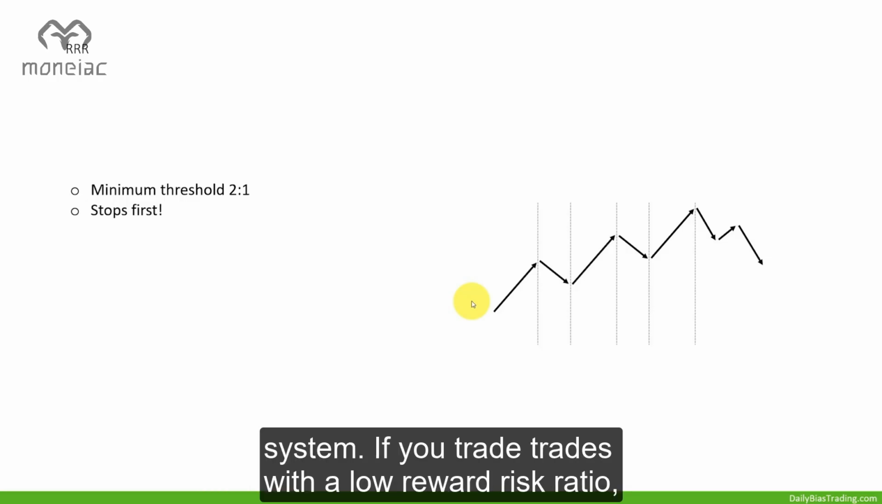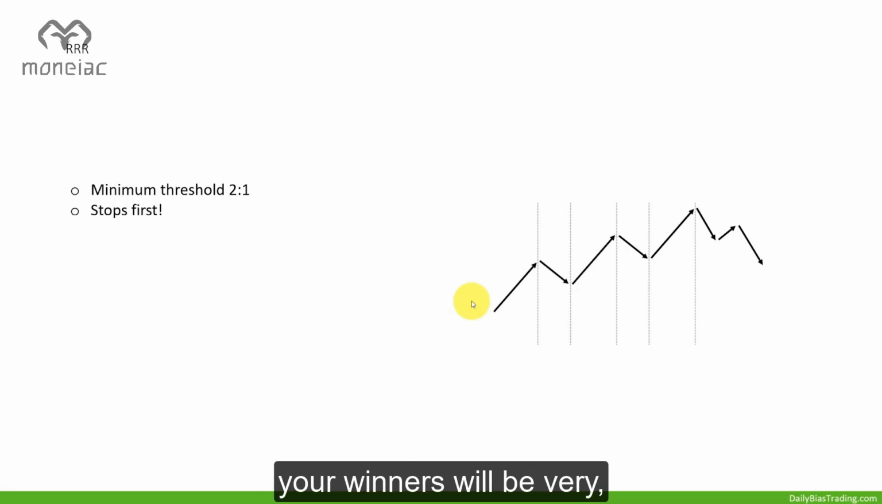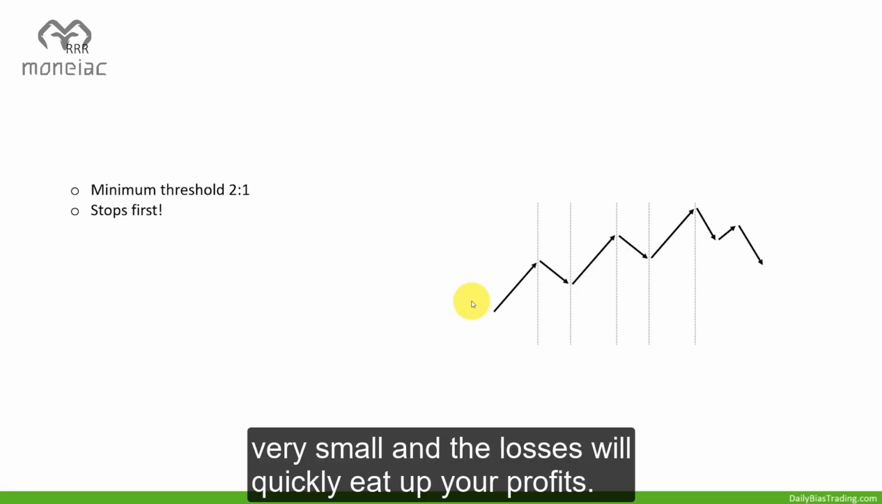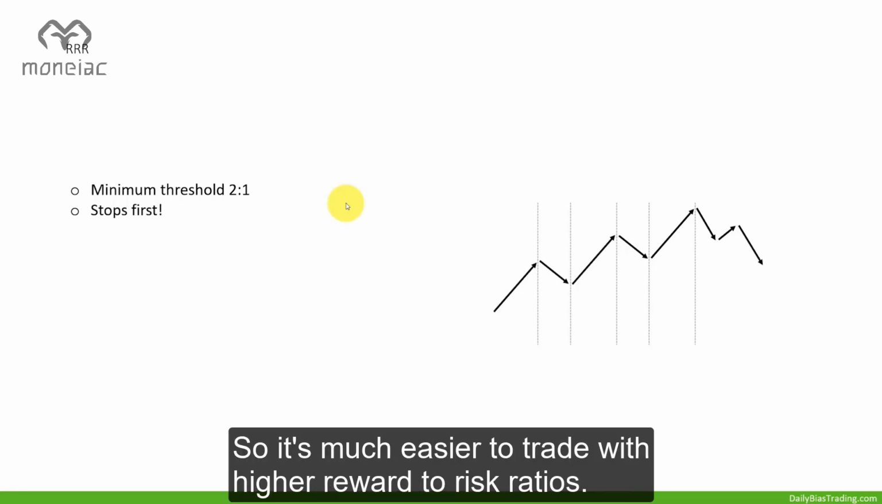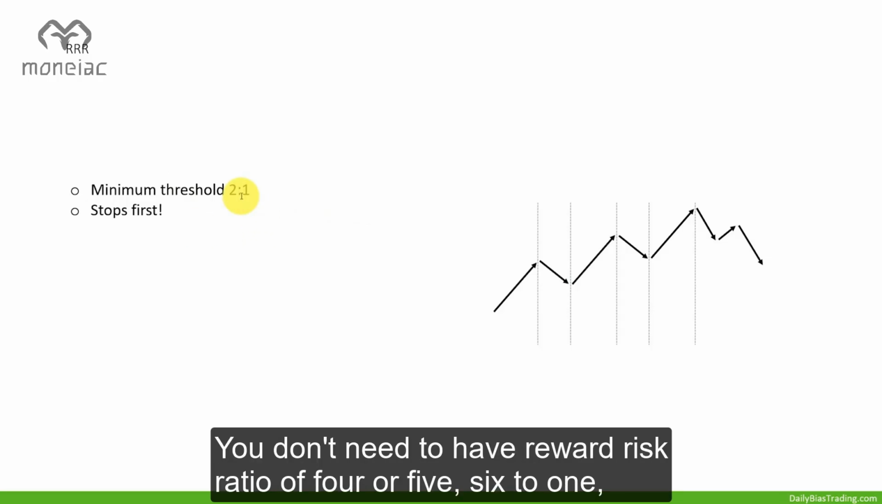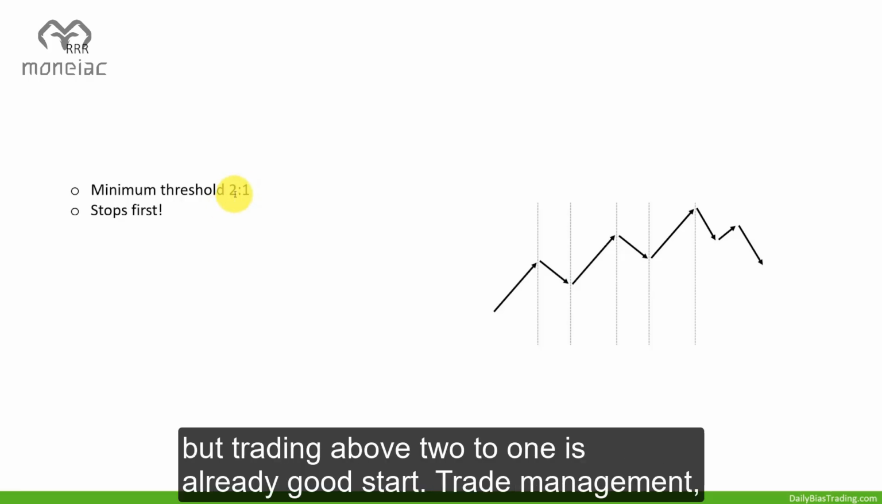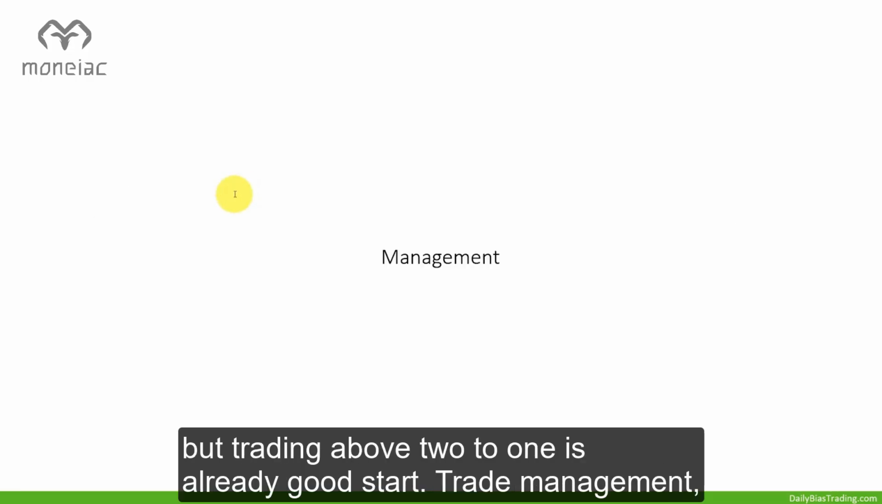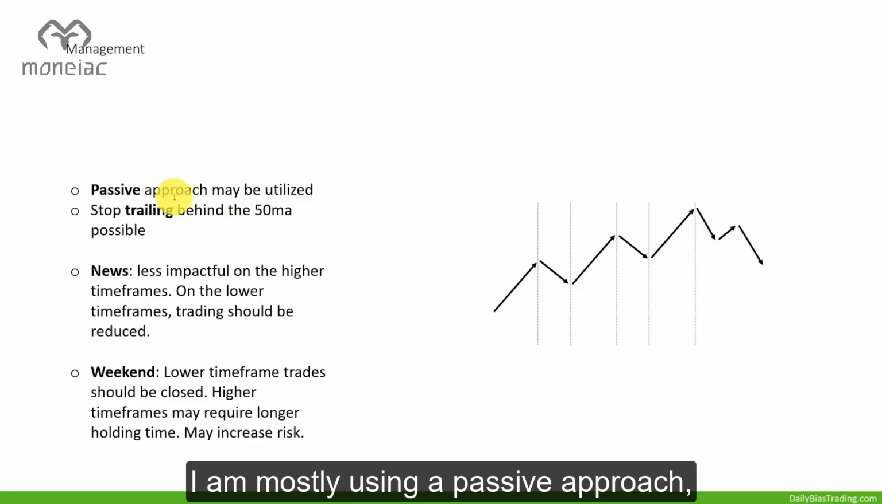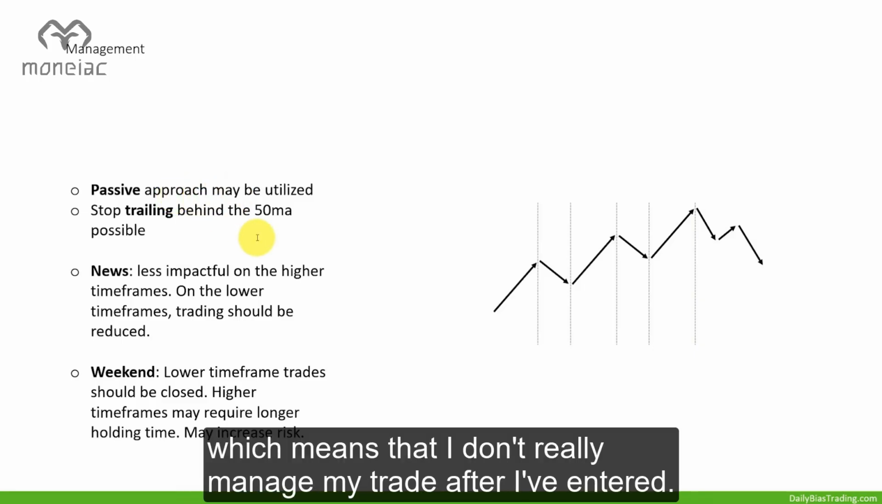If you trade trades with a low reward to risk ratio, your winners will be very, very small and the losses will quickly eat up your profit. So it's much easier to trade with higher reward to risk ratios. You don't need to have a reward to risk ratio of 4, 5, 6-to-1, but trading above 2-to-1 is already a good start.